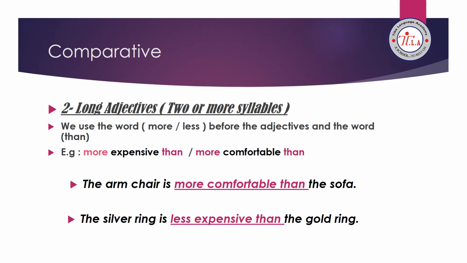Now we are going to the long adjectives. The long adjectives are words of two or more syllables. So, in this case, to make a comparative form, we have to add a word before the adjective. This word may be the word more or the word less. So we use the word more or less before the adjective and then we put the word than.